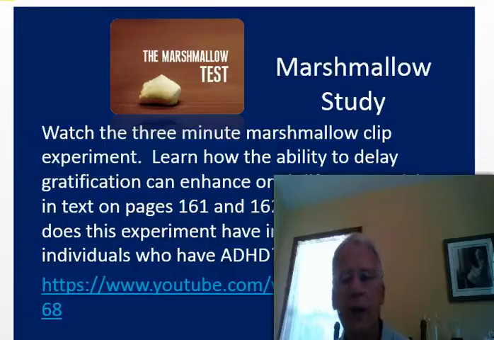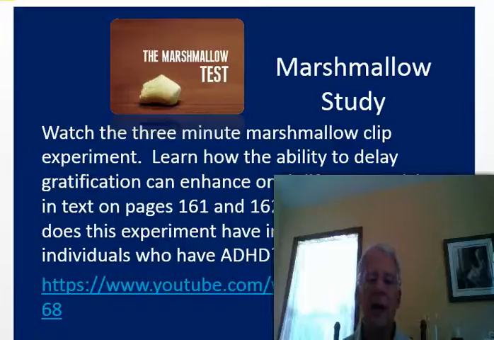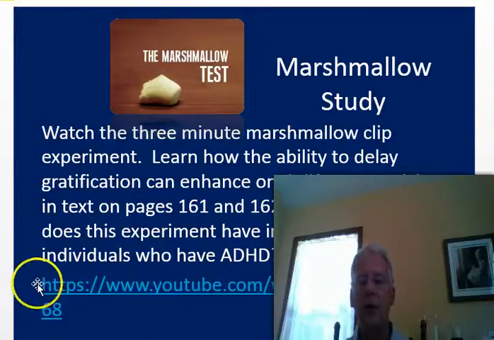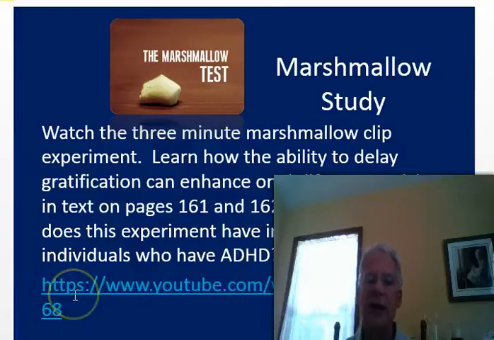The marshmallow experiment, or study, is very interesting. If you look on pages 161 and 162 in your text, you can read about it. You can also watch this experiment on a YouTube video. It gives you an idea of the difference between those who are able to delay gratification as opposed to those who aren't, the difference between those who are impulsive and those who are not, and again, might have some implications there for ADHD.